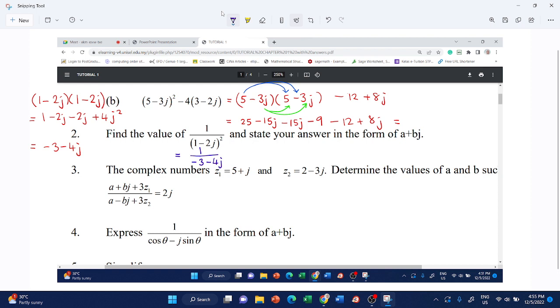Do you have questions? How do the fractions here change to the one here? Vishnu, do you have anything to ask here?